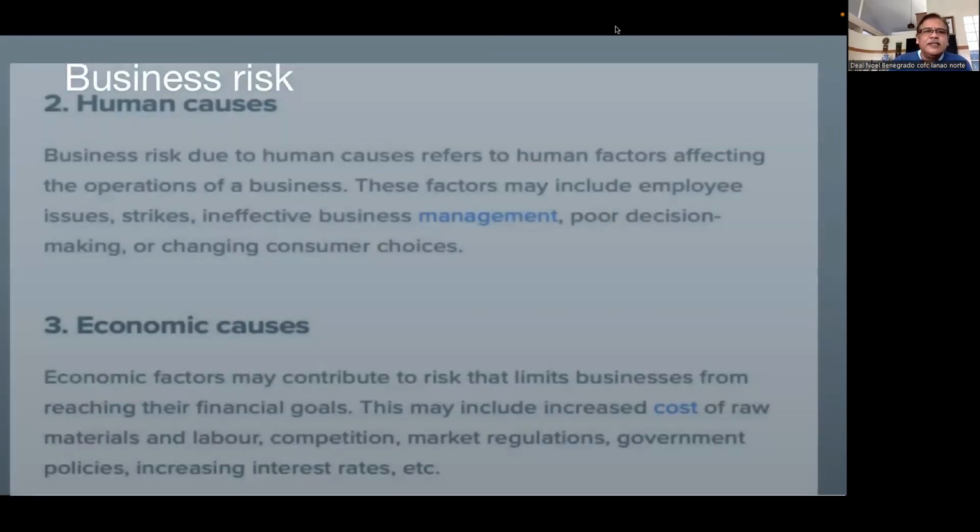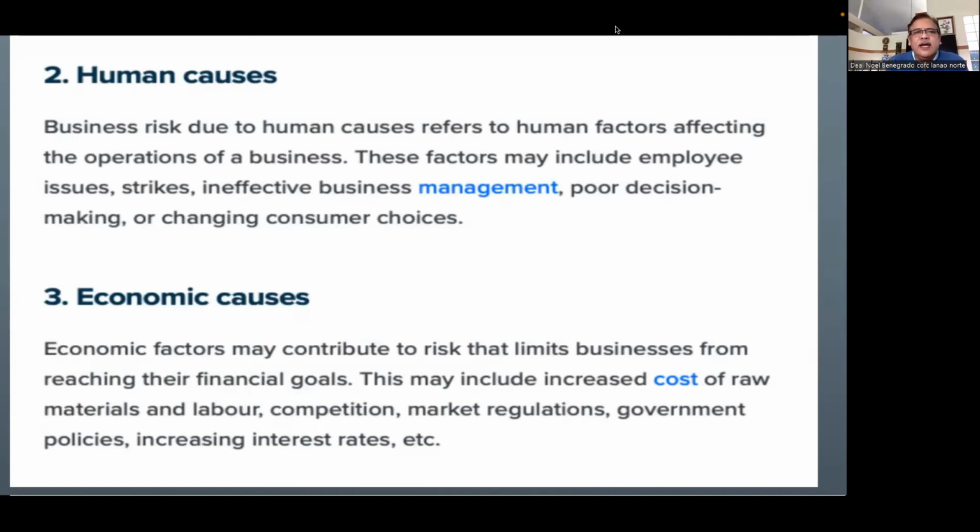The other one is human causes. Ito, oftentimes nangyayari ito in the area of the operations of the business. So, employee issues, away-away, problems of relationship, lalo na mga strikes or mga palpak na decision making by management. Ang mga strategies na ini-employ nila are not effective. And more importantly, ang choices ng ating mga clientele.